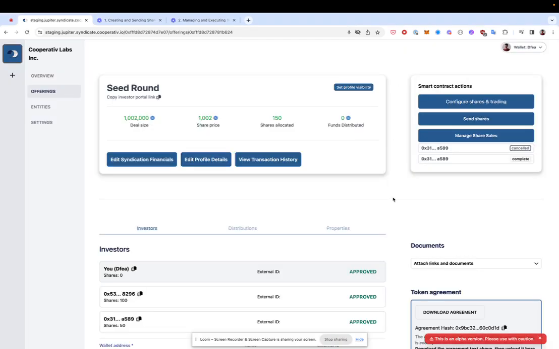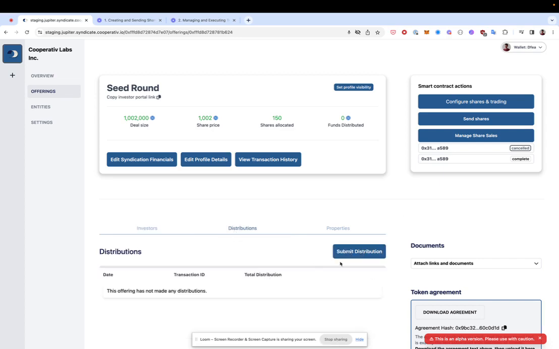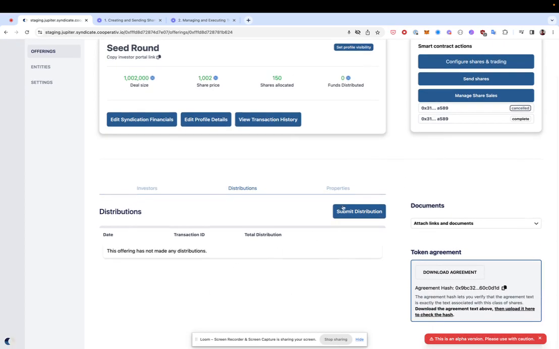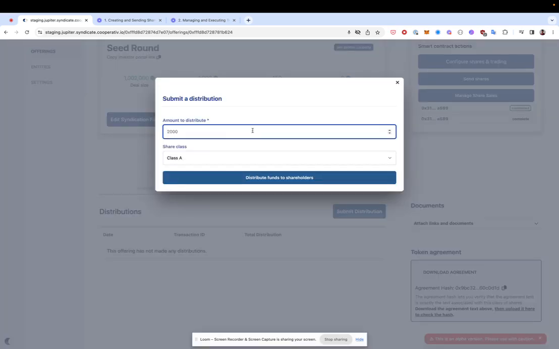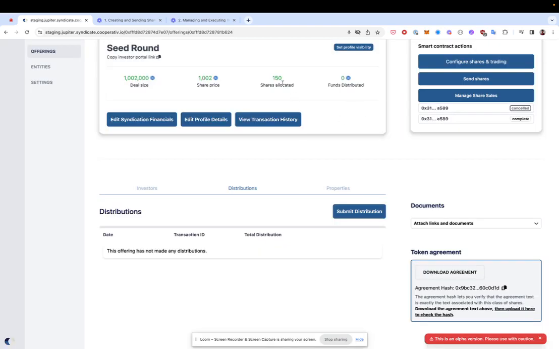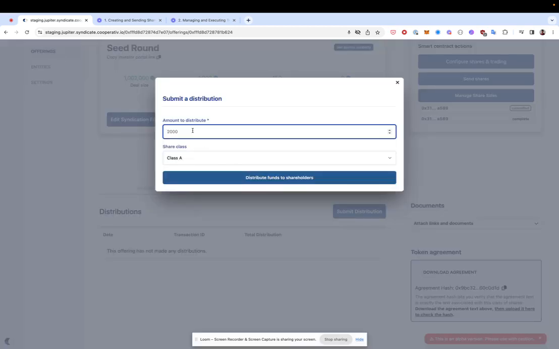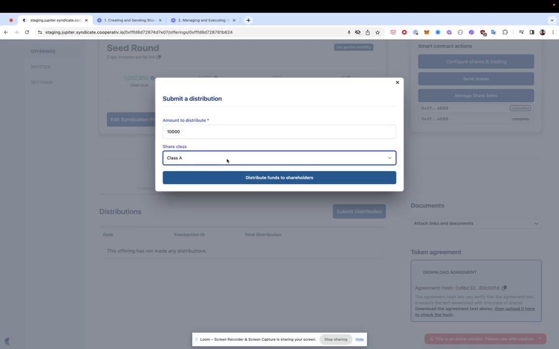Great. So now that we have that, we have a submit distribution button, which is admittedly a little bit hidden. We might want to change that in the user interface, but this is how you submit a distribution. So let's see, how much money do we want to distribute? We've got 2 shareholders. They have 150 shares total. Let's distribute, this will make it easy to see the math. So let's distribute 10,000. And we only have one class of shares at this point, but you do distributions per class. So we select class A, click distribute.